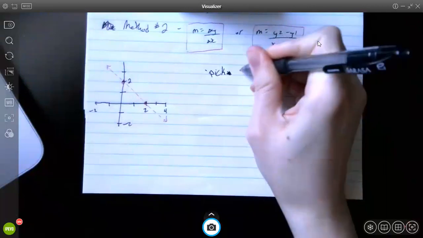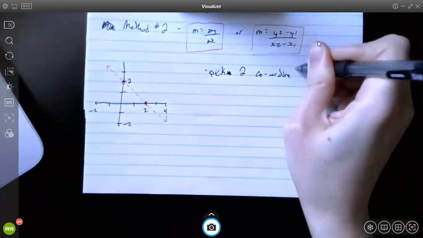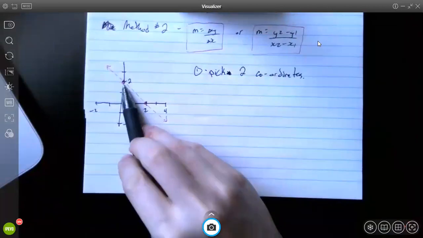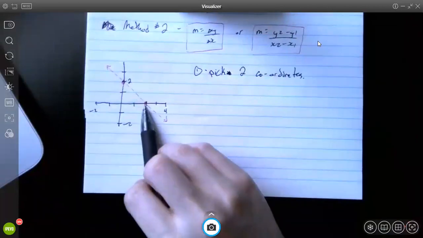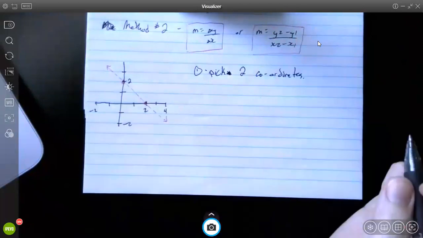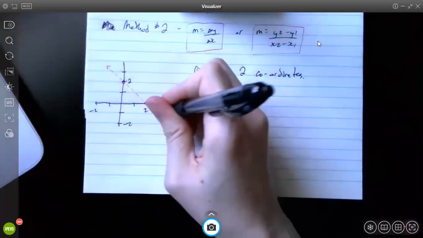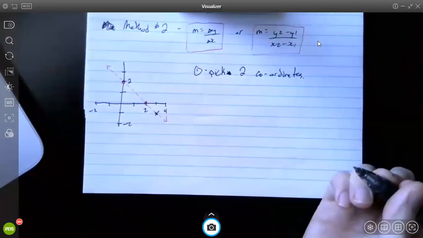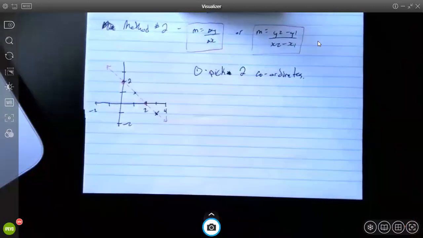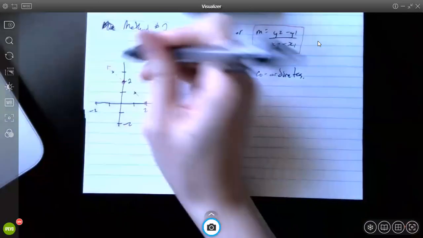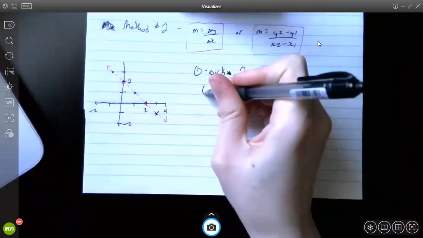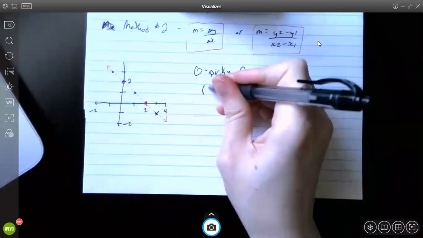Pick 2 coordinates. That should be your first step. So I'm going to pick this coordinate and this coordinate. It doesn't have to be a coordinate that's on the axis. Any coordinate that is easy to read accurately, you could pick. So I could pick this one as well. I could pick this one, if that's right on the line. Any two coordinates would work. So I'm going to pick this one here, which is 0, 2.